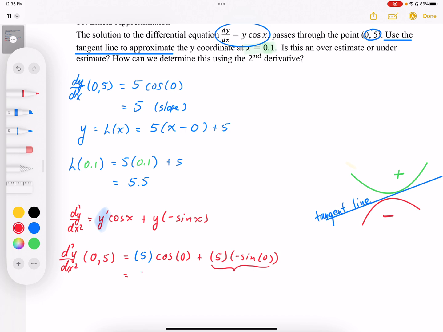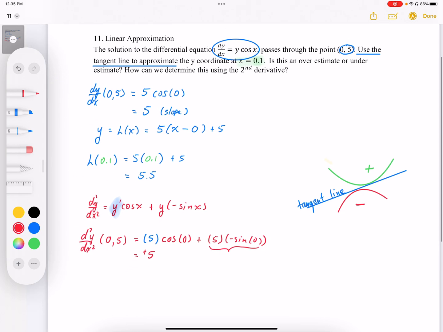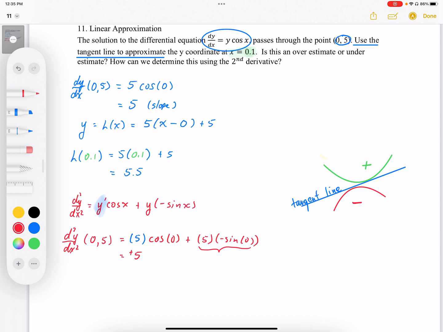Cosine of 0 is 1, so we end up with a concavity of positive 5. So our concavity is positive. That means our tangent line is an underestimate. So this represents an underestimate, because the second derivative, y double prime, is positive.